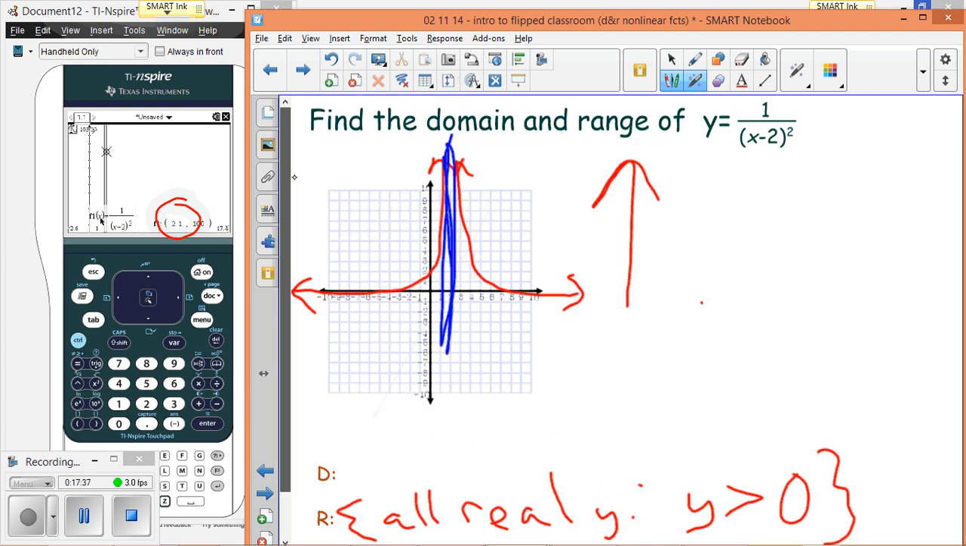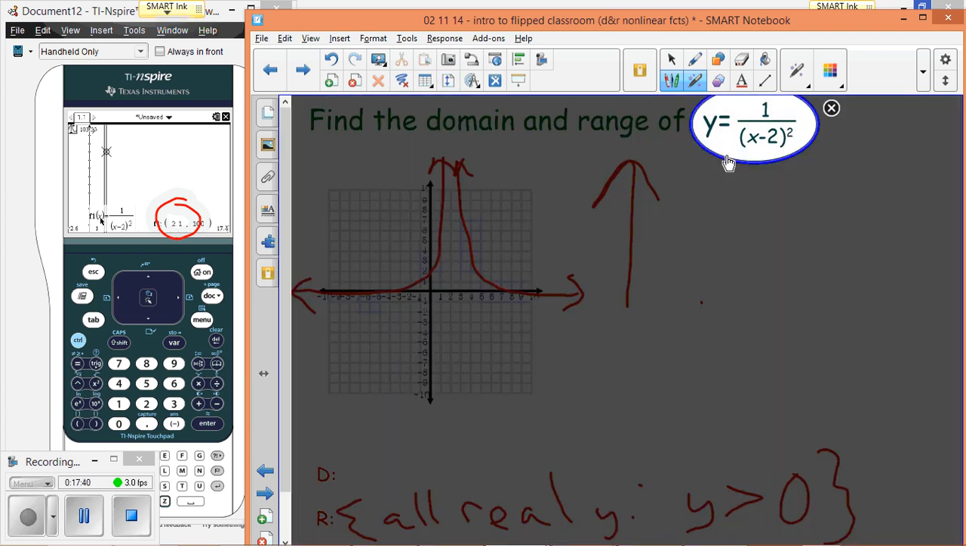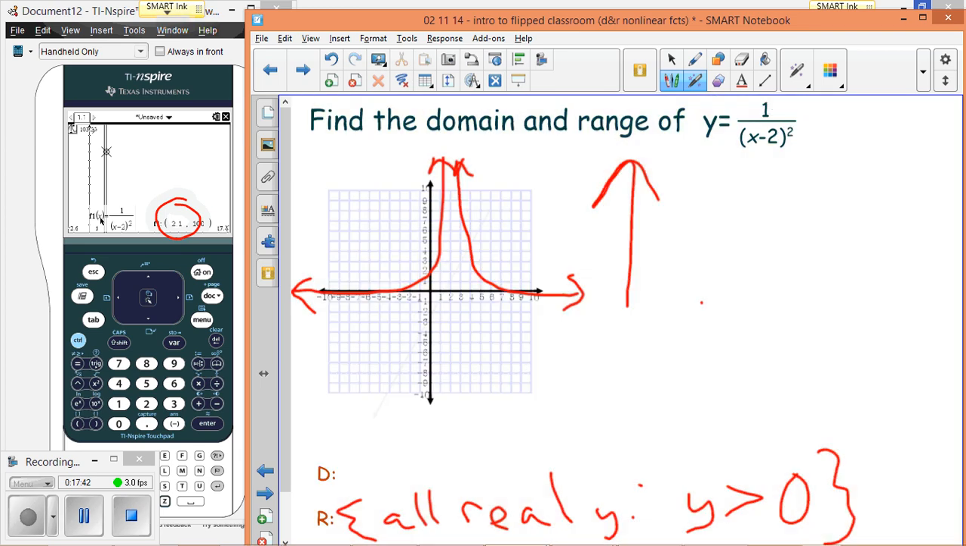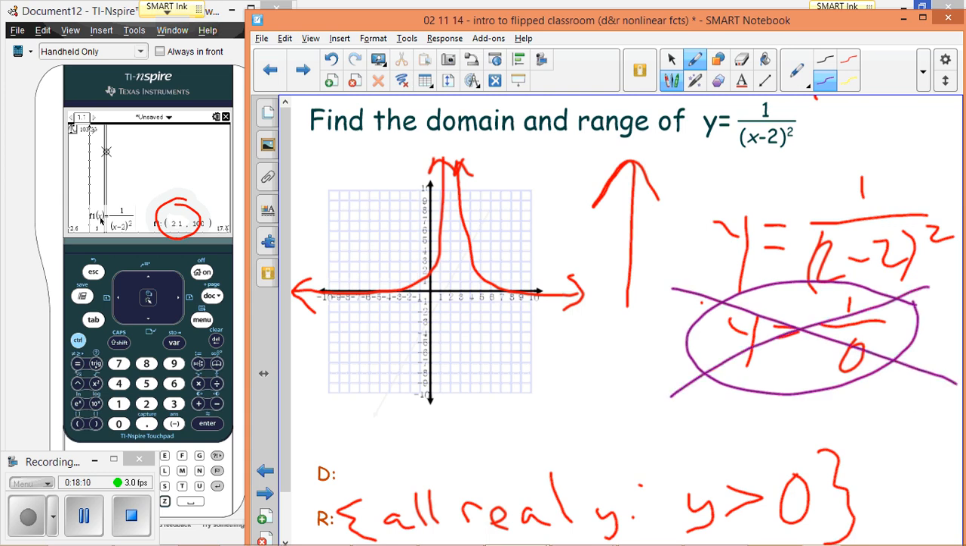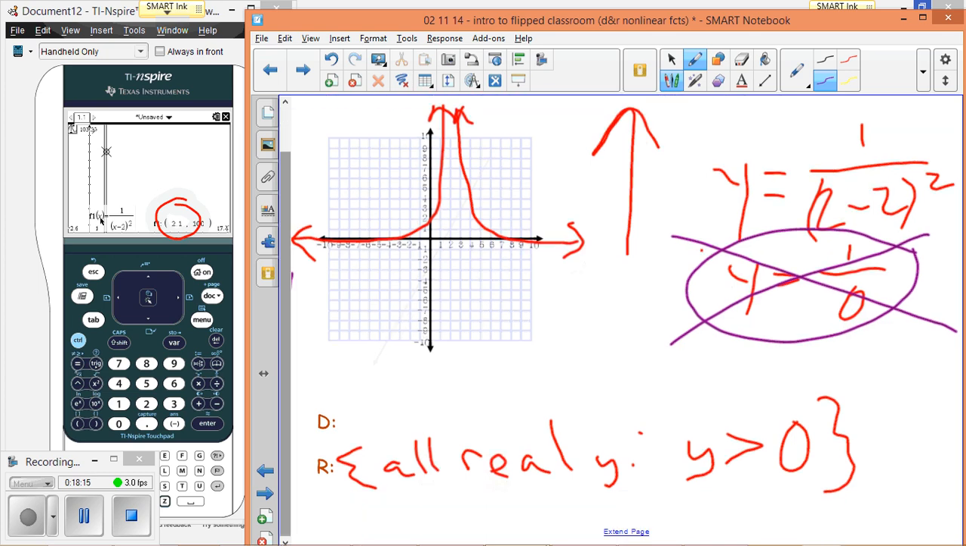And the reason for that is right here in our equation. Look what happens when you plug in 2 for x. Let me get my pen. y equals 1 over (2 minus 2) squared. Well, 2 minus 2 is just 0. 0 squared is just 0. So I wind up with y equals 1 divided by 0. In case you don't remember, dividing by 0 is something that doesn't make any sense. It cannot be done in math. So that's why 2 cannot be a value for x, but everything else can be.